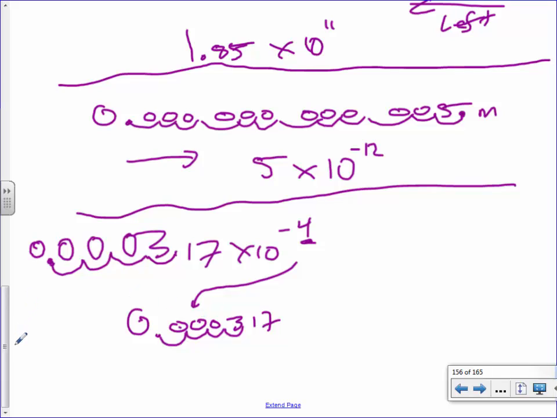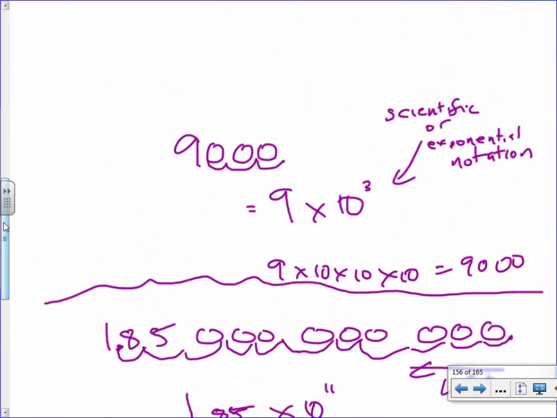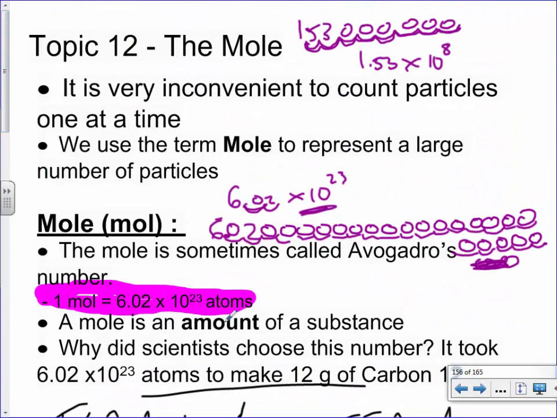But this is a really important concept, the idea of how we work with numbers that are either really big or really small. And in our class, when we talk about how many atoms something has, stuff has a lot of atoms. So we're going to need this notation a lot. Does that work so far?